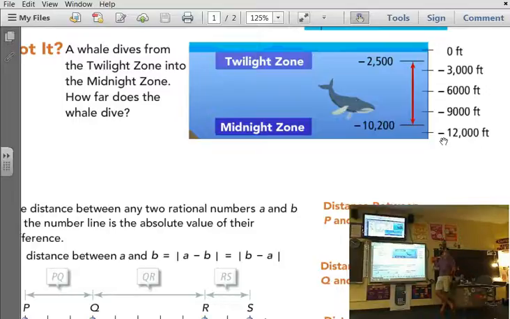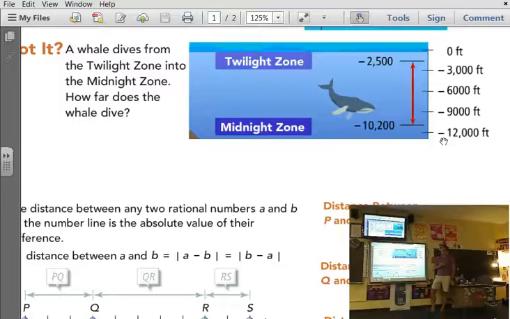So we're going to talk about how much space this whale operates in, what is the range of space that he swims under. He goes from the twilight zone to the midnight zone, called that because of how deep it is and how dark it gets down there. We're talking 10,000 feet below the surface. That's almost 2 miles deep, if you were to go straight down.